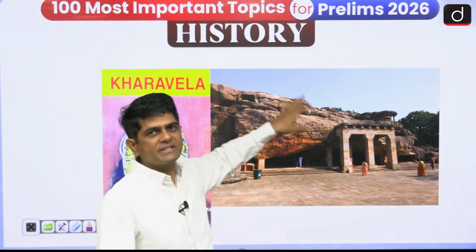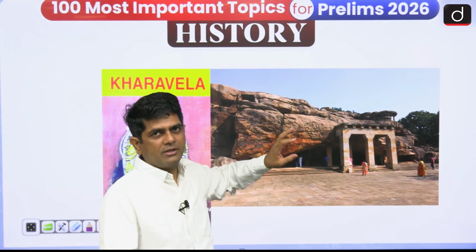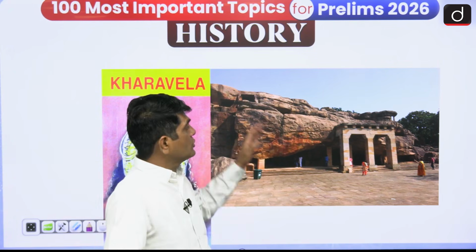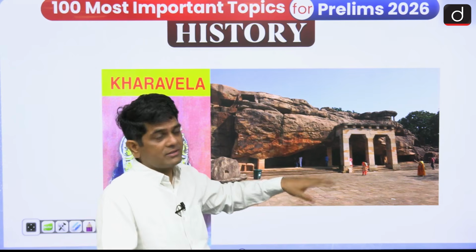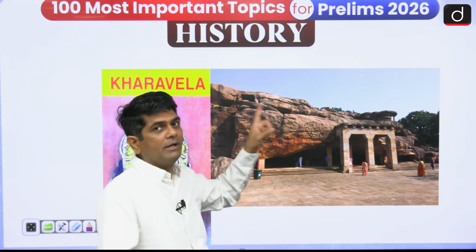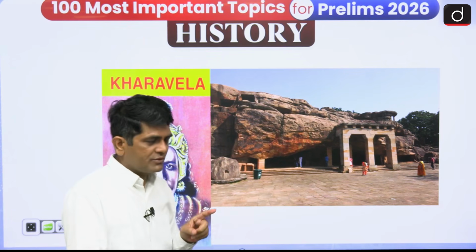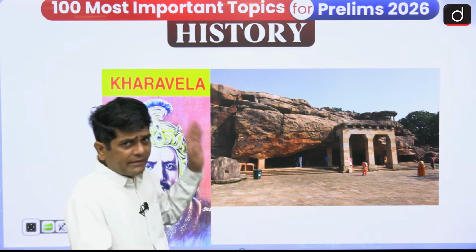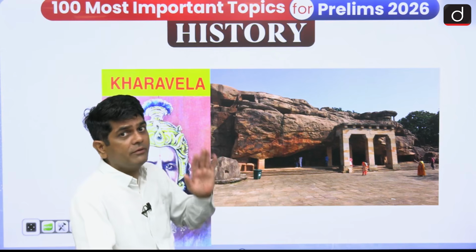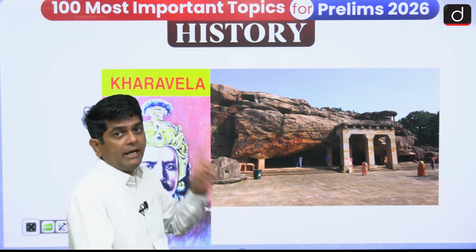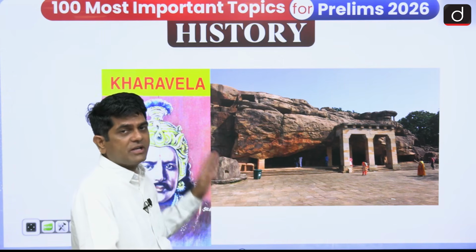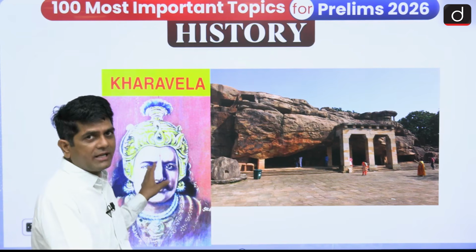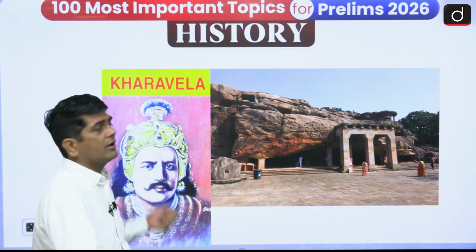Now we are in Odisha, near Bhubaneswar. We have two hills, Udaygiri Hills and Khandgiri Hills. At Udaygiri Hills we have 18 rock cut caves, and at Khandgiri, near Udaygiri, we have 15 rock cut caves, and these rock cut caves were constructed by the great ruler of Kalinga, Odisha, called Kharvela.